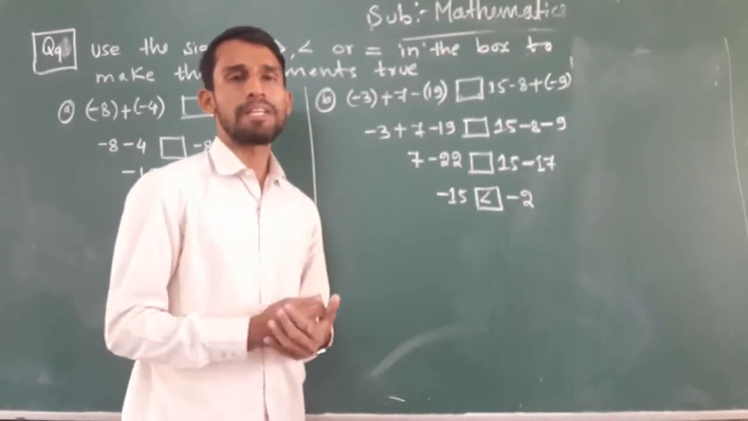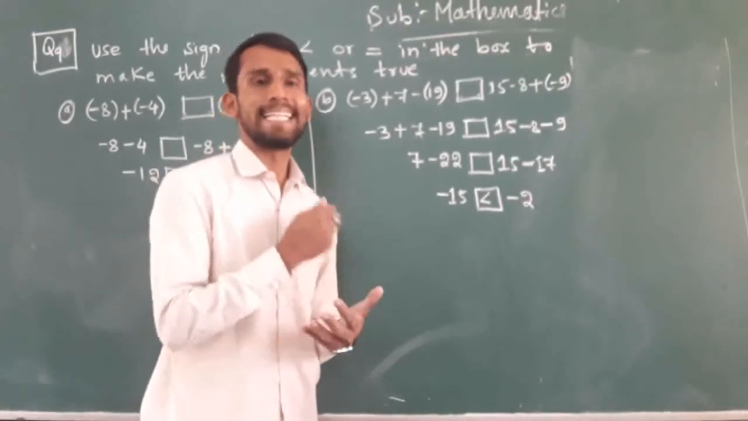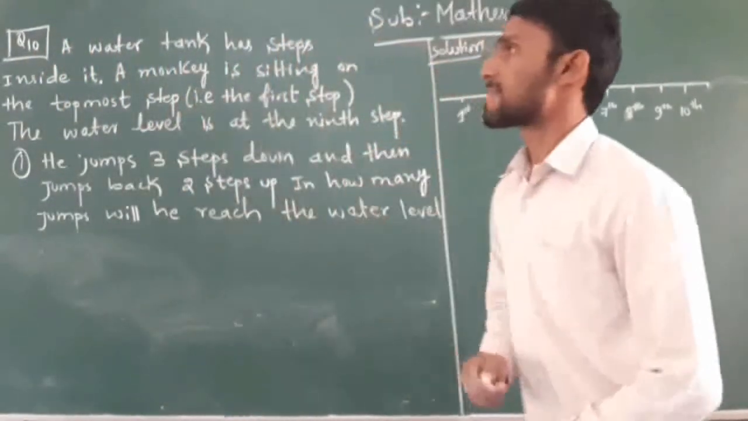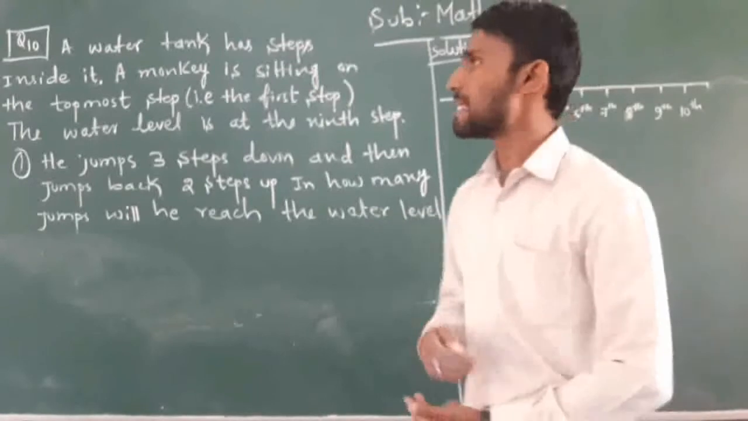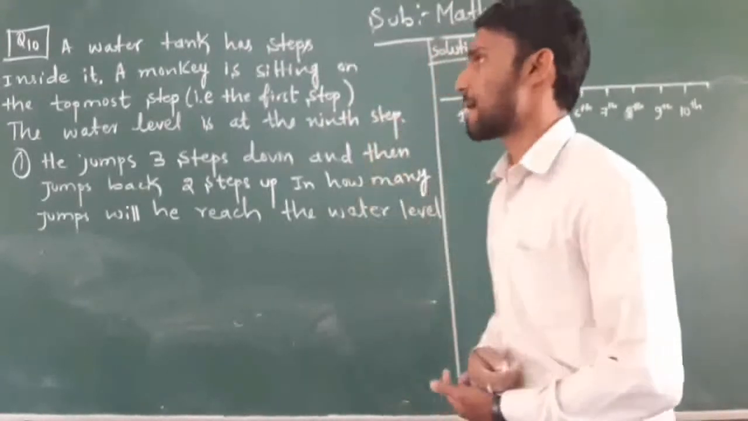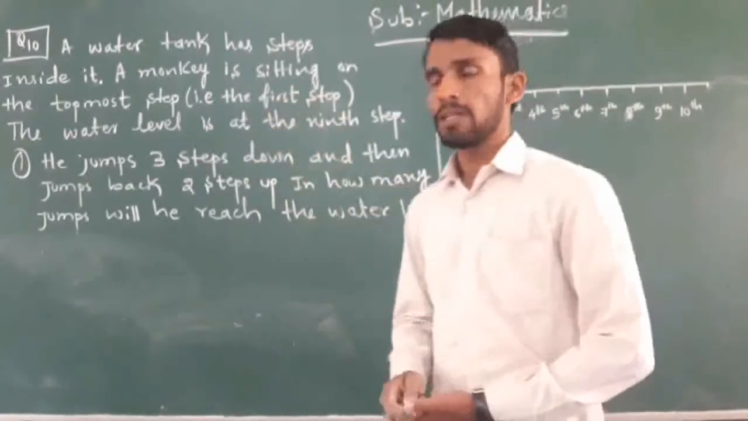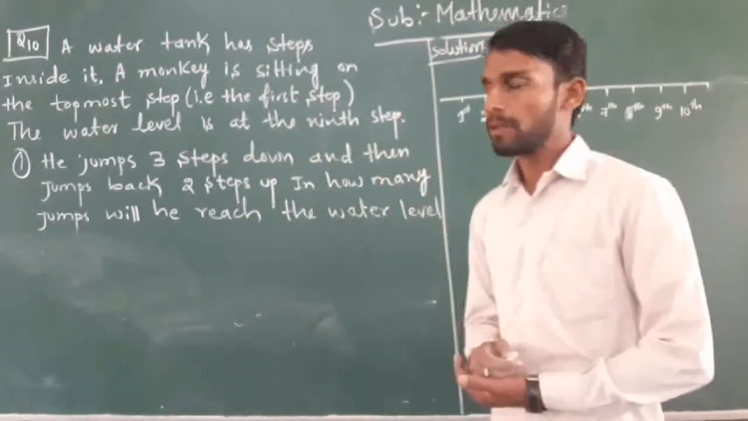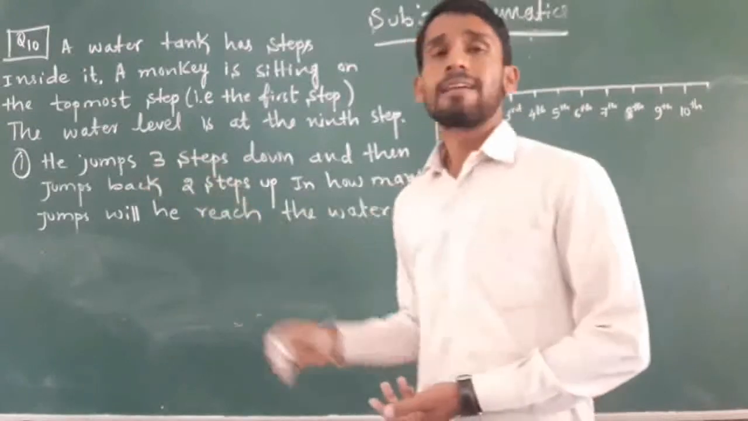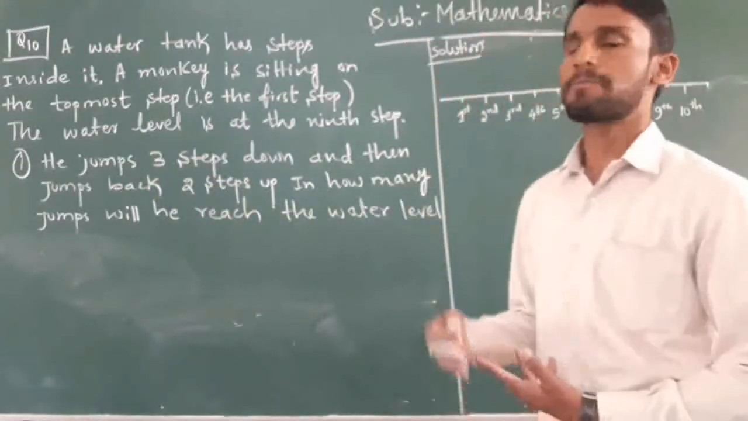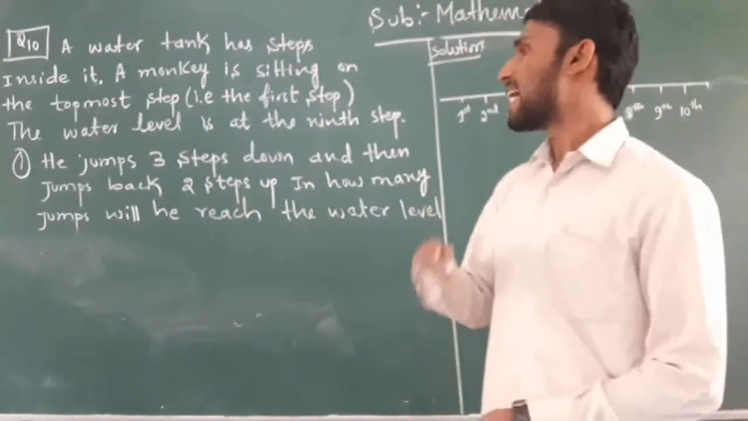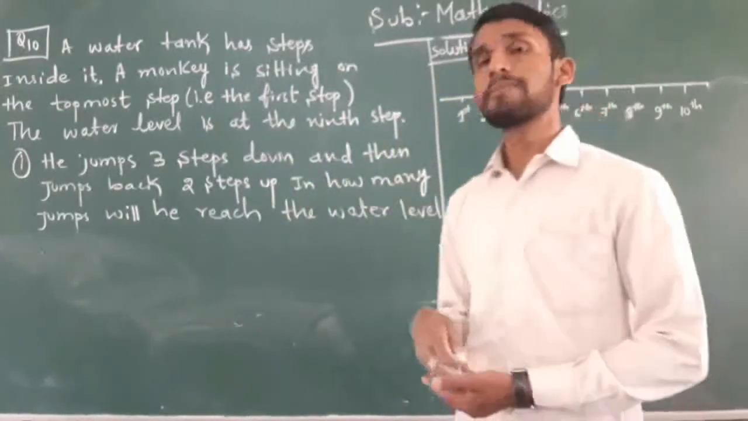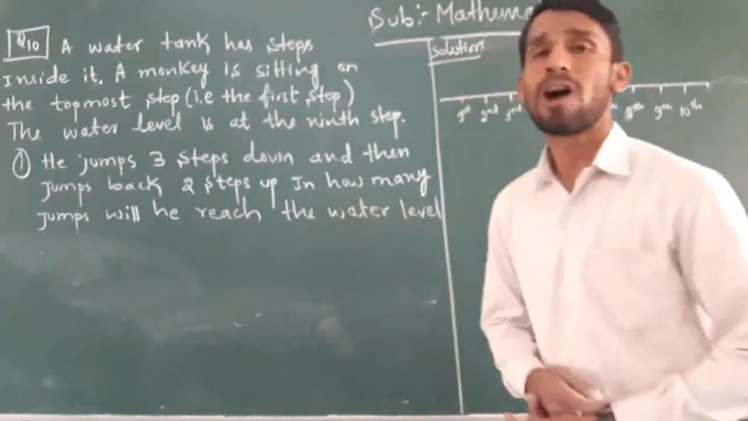Next I am taking the last problem in this exercise, question number 10. A water tank has steps inside it. A monkey is sitting on the topmost step, that is the first step. The water level is at the 9th step. First part: he jumps 3 steps down and then jumps back 2 steps up. In how many jumps will he reach the water level?